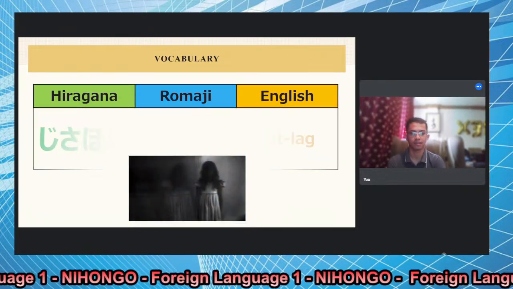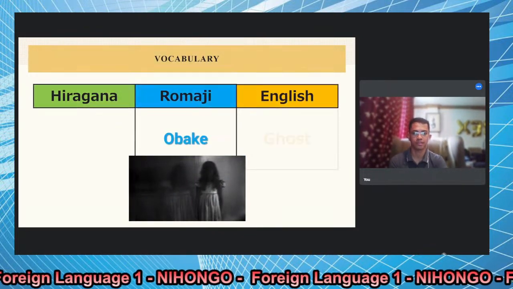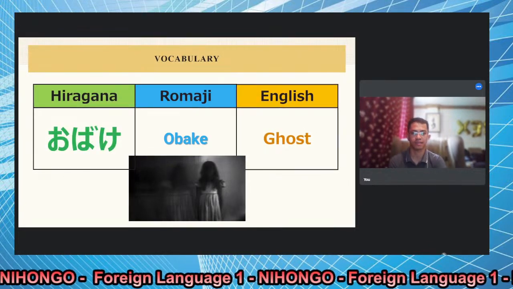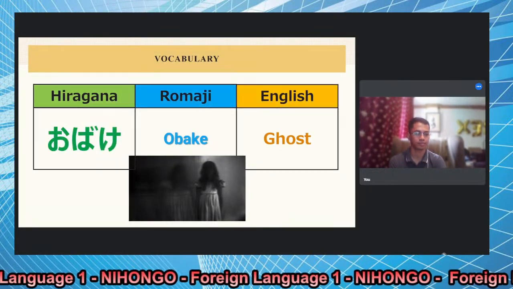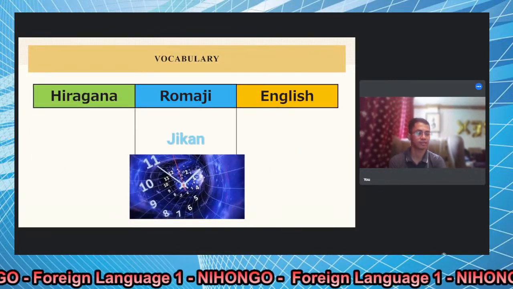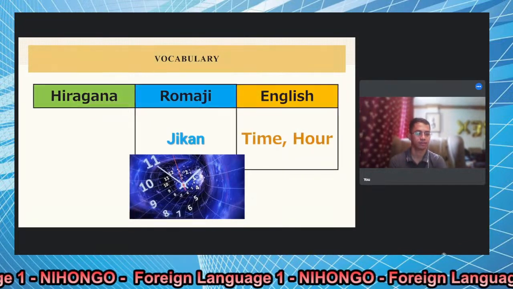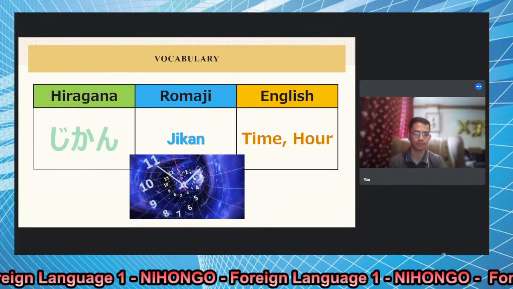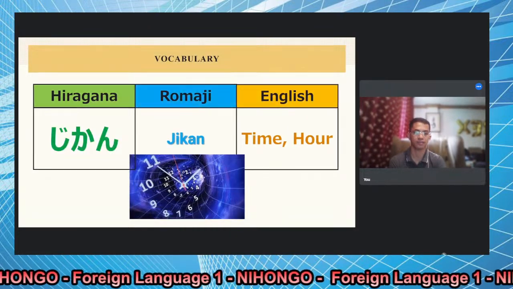And then obake, which means ghost. So it is written as o, ha plus tenten, and then ke. Obake. And then jikan. Jikan is time or hour. And how is it written? It's shi plus tenten, ka. Jikan.